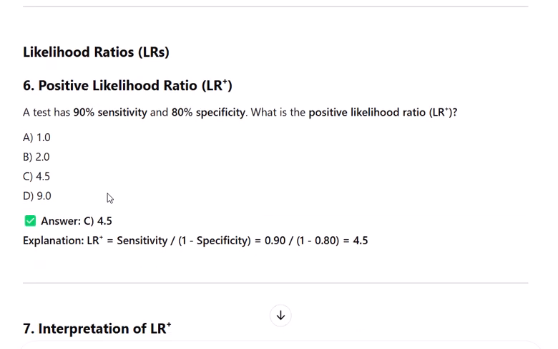Likelihood ratios. 6. Positive likelihood ratio, LR+. A test has 90% sensitivity and 80% specificity. What is the positive likelihood ratio, LR+? A, 1.0, B, 2.0, C, 4.5, D, 9.0. Answer C, 4.5. Explanation: LR+ equals sensitivity over 1 minus specificity, which equals 0.90 over 1 minus 0.80, equals 4.5.